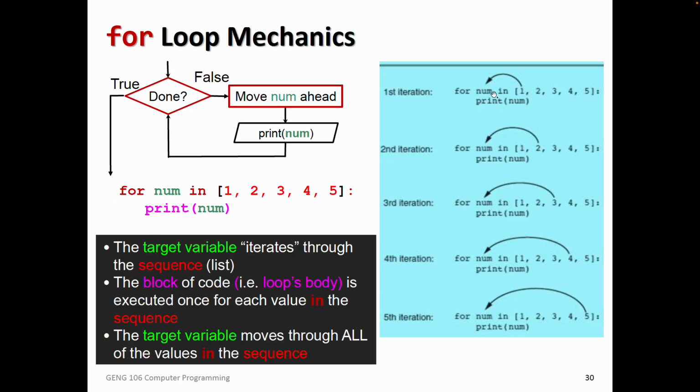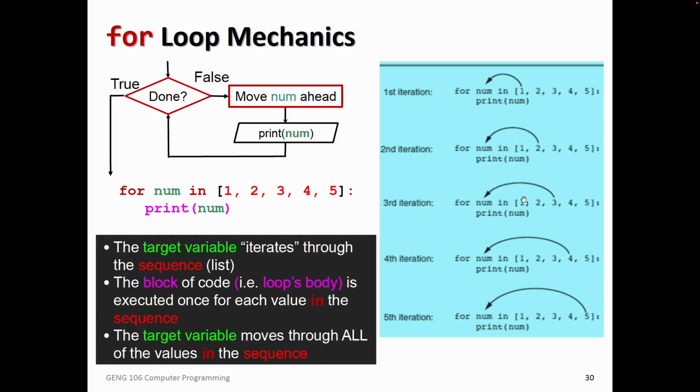So for this example, I said that num, and so I assigned 1 to num. And then I print this variable num, which will print 1. Then I'll go to the next iteration, in which we still have 4 more items. So we pick the next one, which is 2. I will assign it to num. Then I will print num.